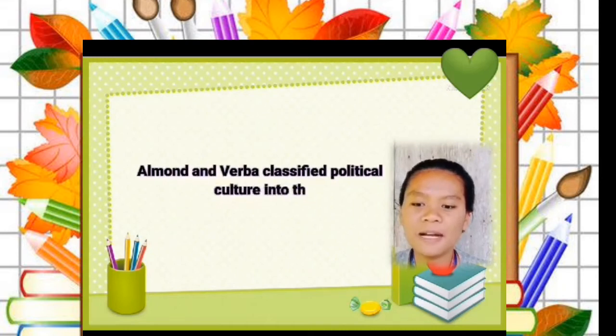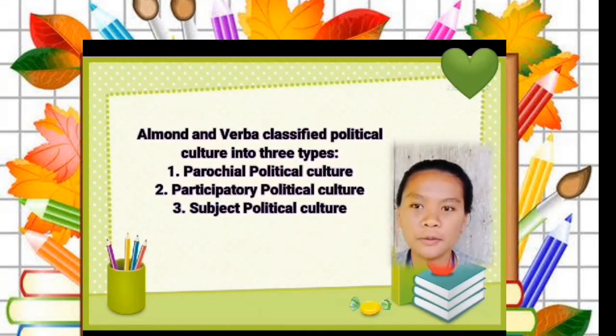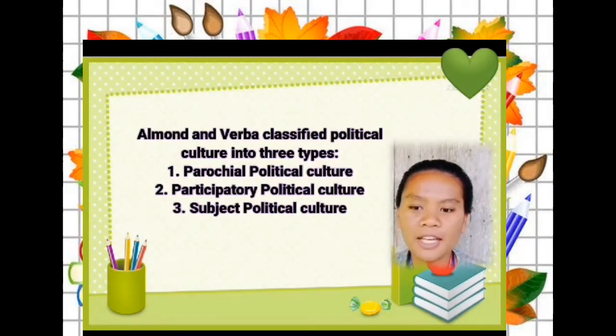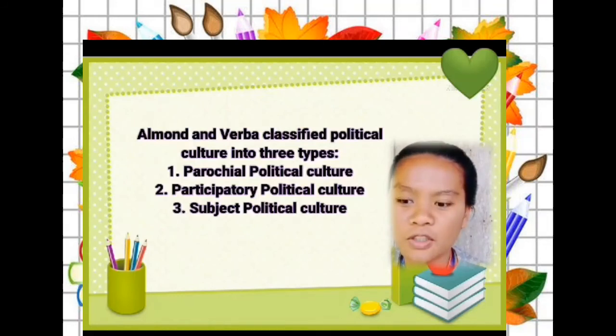So Almond and Verba classified political cultures into three types. These are parochial political culture, the second is participatory political culture, and the last one is subject political culture.